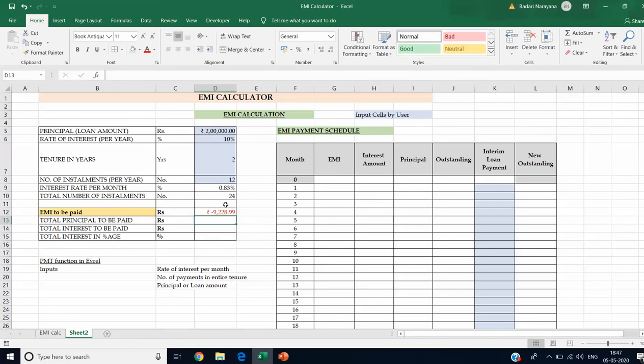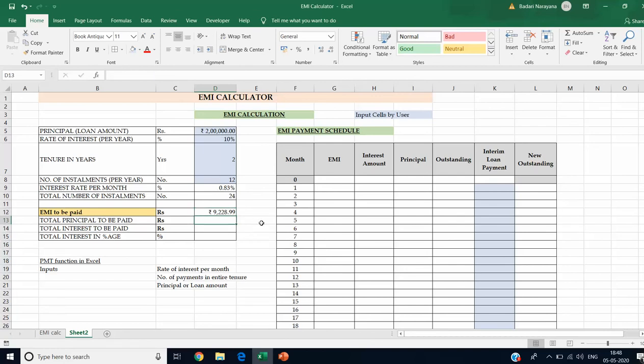The EMI comes in negative because the loan amount that I'm giving as a positive is coming to me, and the loan amount is coming out of my pocket, so it is negative. So for the purpose of calculations, if I want a positive number, I just make the principal a negative number in the formula. So this is the EMI amount that I'm going to pay for the input which I gave here.